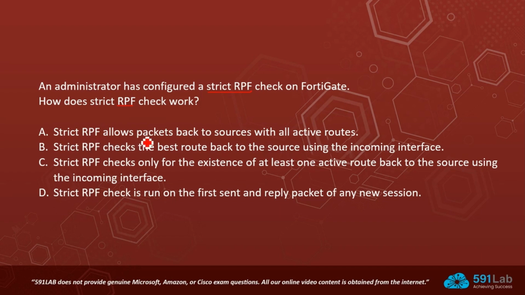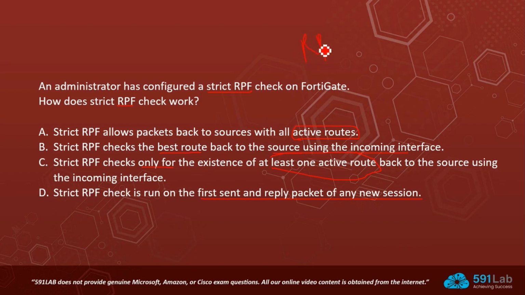Okay, let's check the answers. Answer A. Strict RPF allows packets back to the source with all active routes. Answer B. Strict RPF checks the best route back to the source using the incoming interface. Answer C. Strict RPF checks only for the existence of at least one active route back to the source using the incoming interface. Answer D. Strict RPF check is run on the first sent and reply packet of any new session.